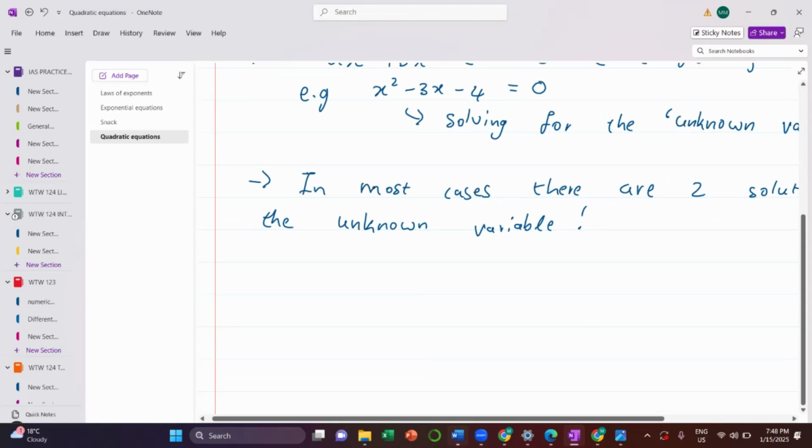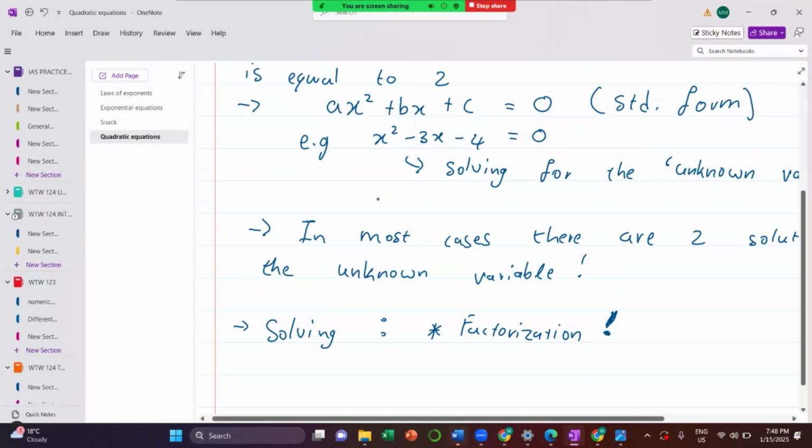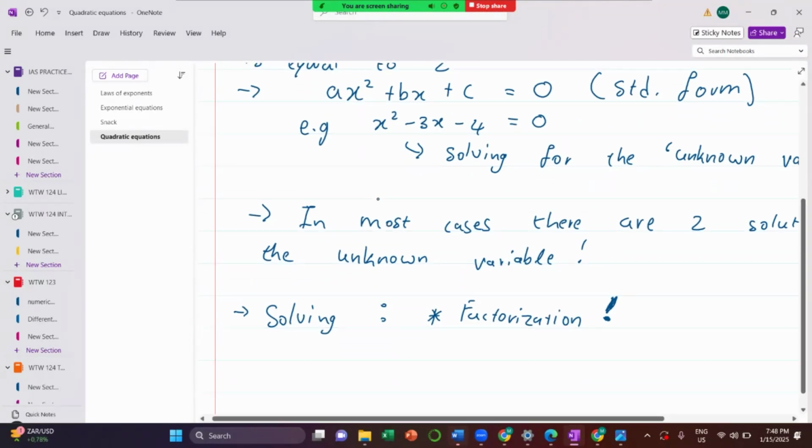So now let's get to the solving part. When solving from grade 10, you remember the technique that you used to do. You used to solve them by what? By the method of factorization. Do you remember this factorization? You remember you used to solve quadratic equations by factorization from grade 10. Yes, sir.